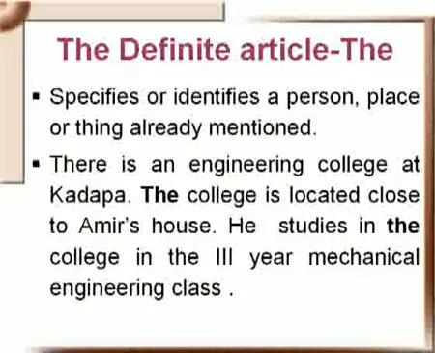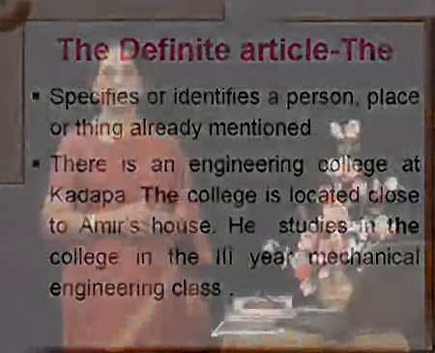look at the slide. The definite article the specifies or identifies a person, place or thing already mentioned. In grammar, we refer to it as an anaphoric reference. That means the is used when the object, person or place has been referred to earlier. When we make a second reference to that person and we know who we are talking about, we use the definite article the.